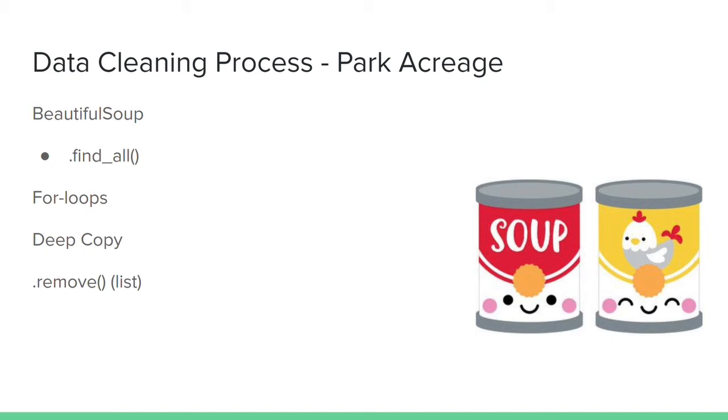After returning the Beautiful Soup object, we used Beautiful Soup's findAll function to isolate the data we wanted, and used for loops to put the data into lists for easier manipulation. However, there was unnecessary data mixed into the acreage data, so we deep copied the list containing acreage and used a for loop and the list remove function to iterate over the list to remove unwanted data.